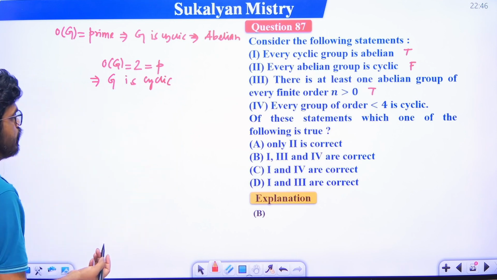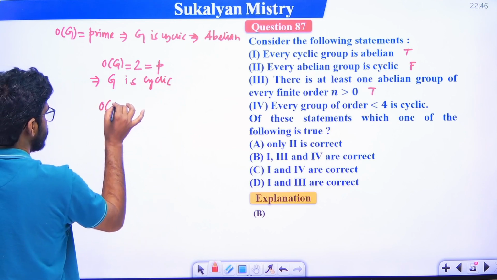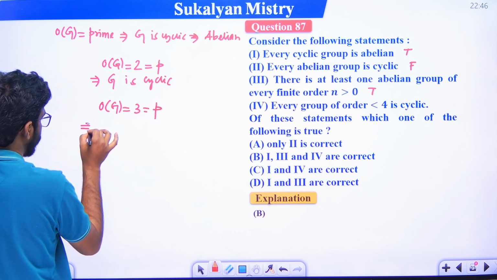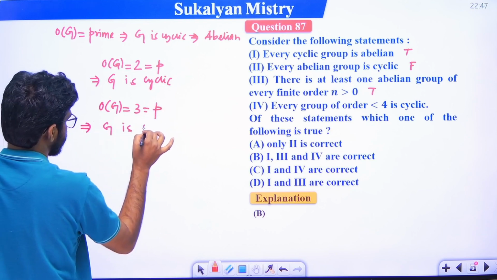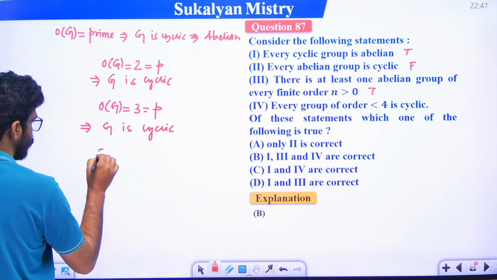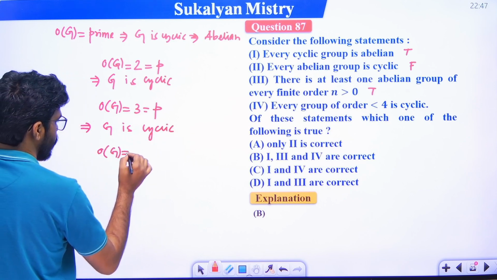Cyclic implies abelian. Next, suppose the order of G is 3, which is a prime number. Every group of prime order is cyclic, that is, G is cyclic. Next, suppose the order of G is 4.